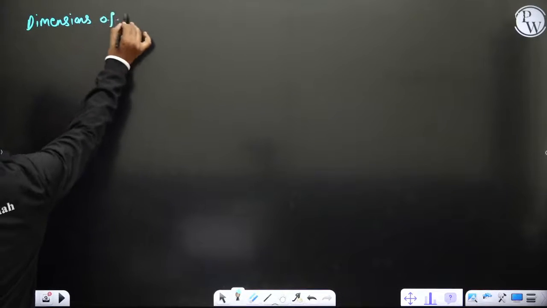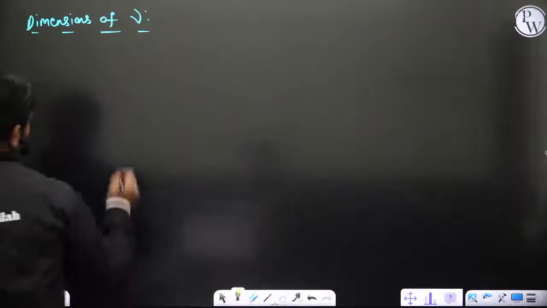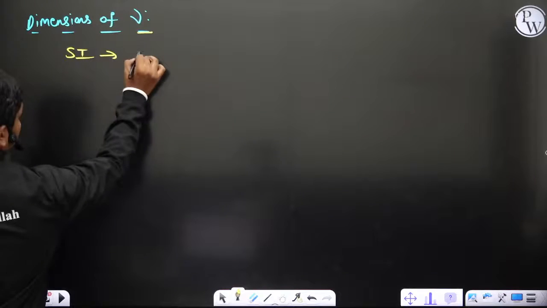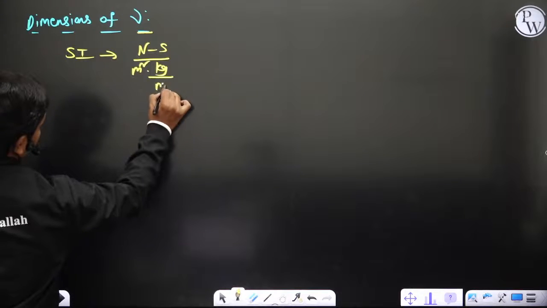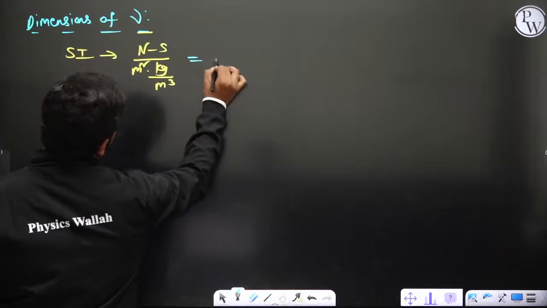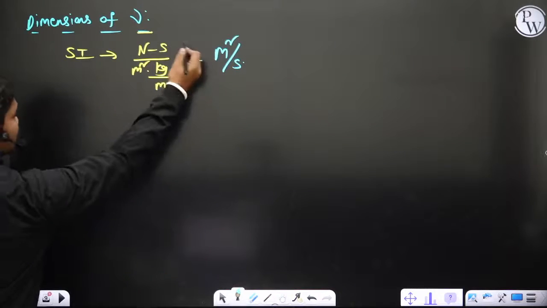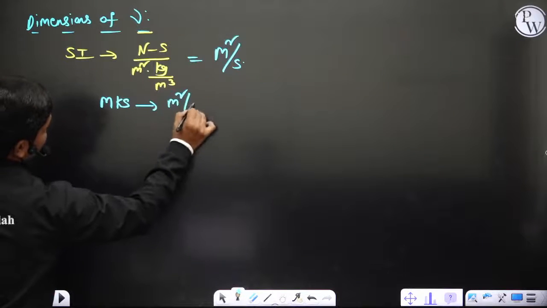Dimensions of kinematic viscosity. In this case of kinematic viscosity, SI is Newton second per meter square into kg per meter cube, because mu by rho obviously. So if you simplify this, you will have meter square per second. Okay, so this is SI. This is also in MKS, because there is nothing like newtons here. So this is meter square per second.